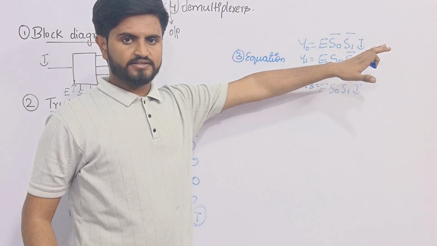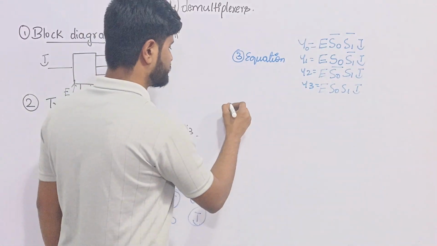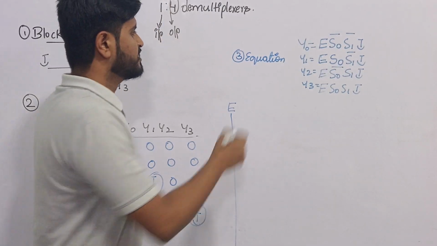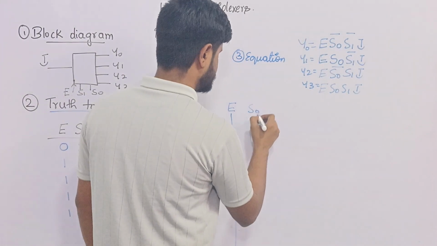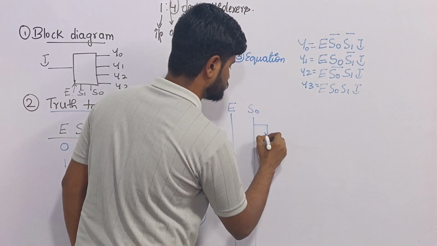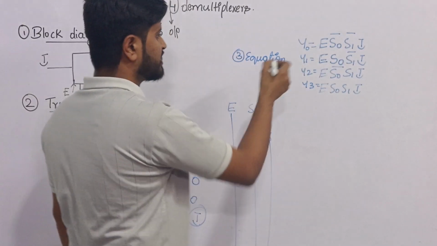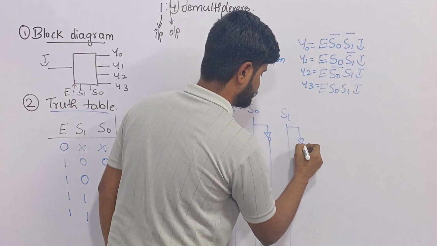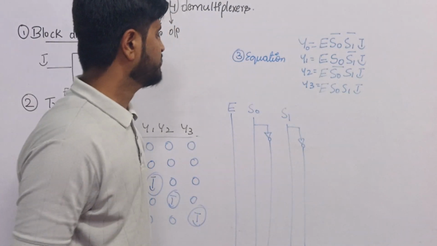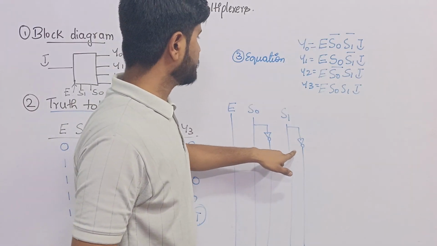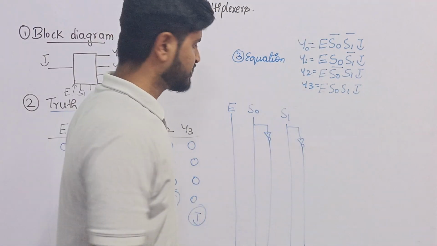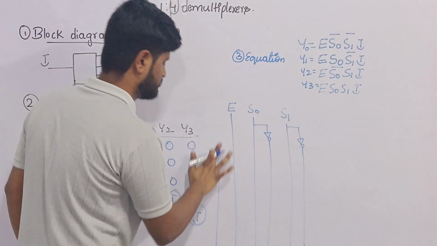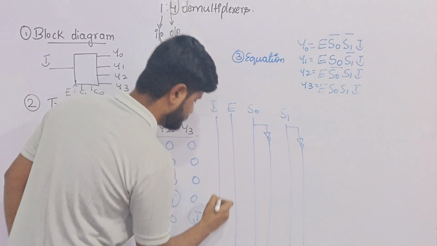Now using this, let's write the circuit diagram. Enable will be in the on state throughout the process, so I will take it like this. Next is S0. We have S0 bar also, so I will be using a NOT gate. Next is S1, and in S1 also we have S1 bar, so I will be using a NOT gate. Enable is over S0, S0 bar, S1, S1 bar, and another one is I, so I will take it here itself.